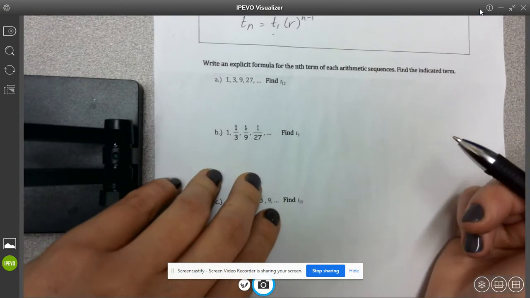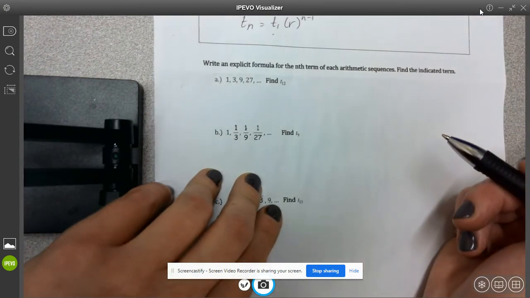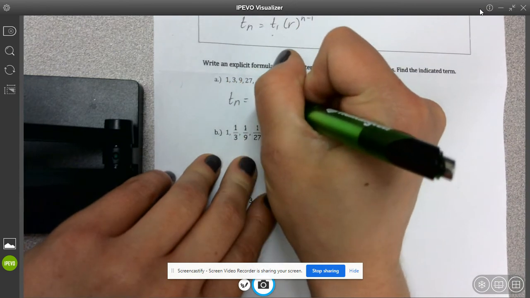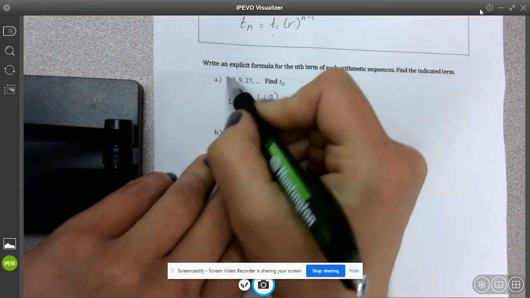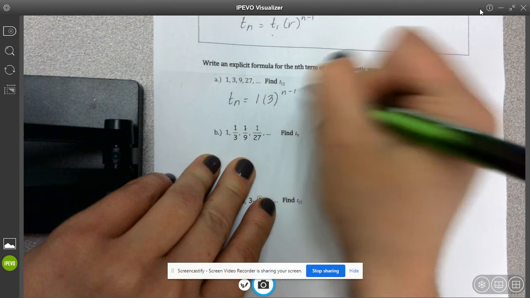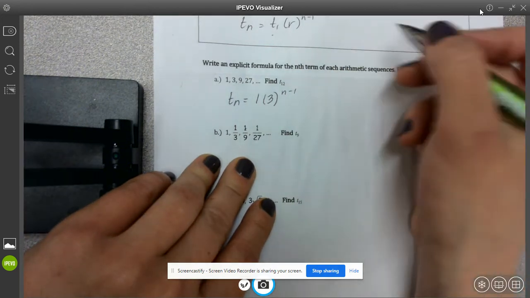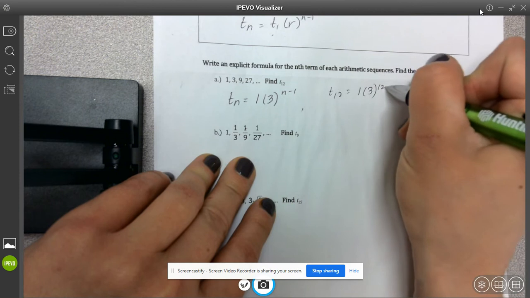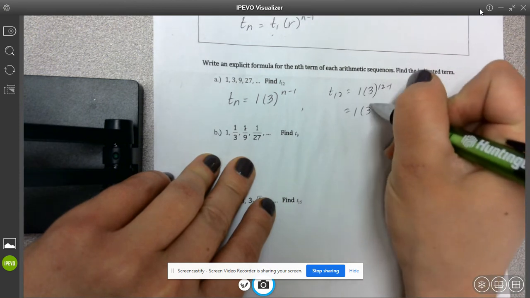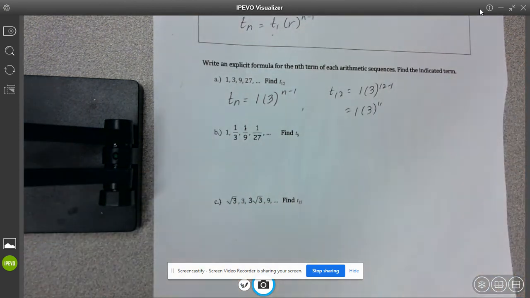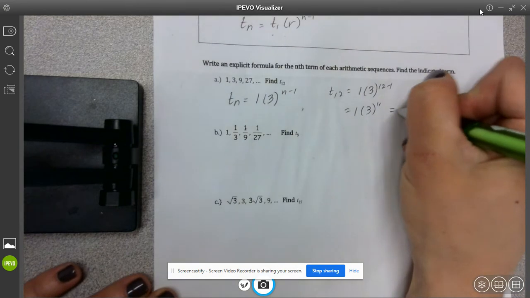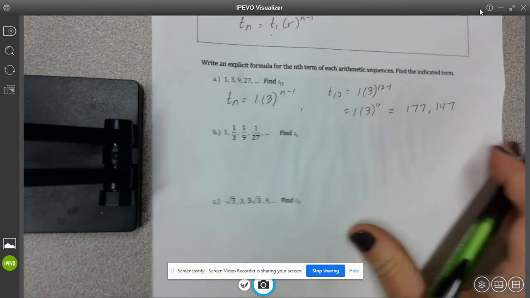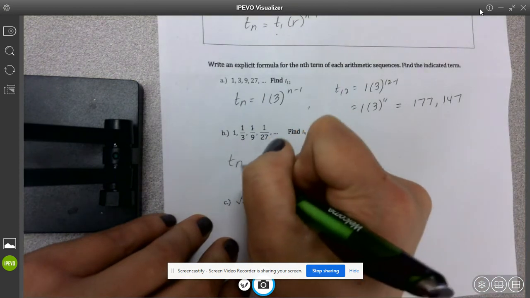It says, write an explicit formula for the nth term of the geometric sequences. Find the indicated term. So the formula is our first term times what you're multiplying by each time, to the n minus 1. There's the formula. Then find the 12th term. So you're starting with 1, you're timesing 3 to the 12 minus 1. So you're going to take 1 and multiply by 3, 11 times. You're going to get 177,147.